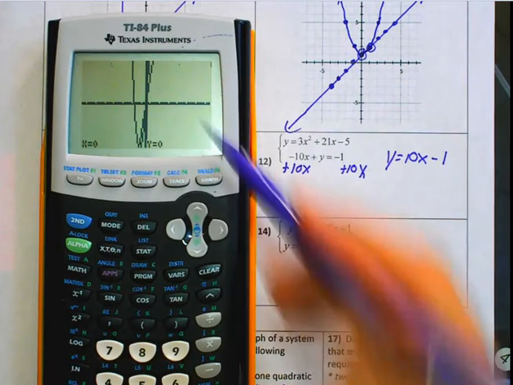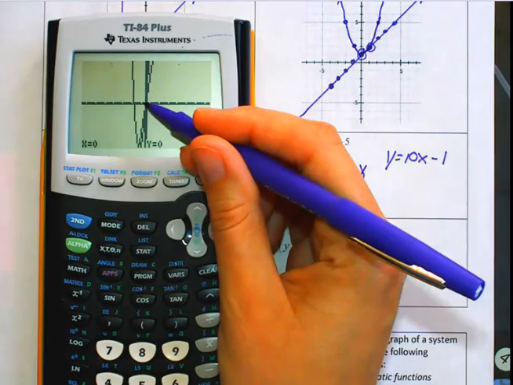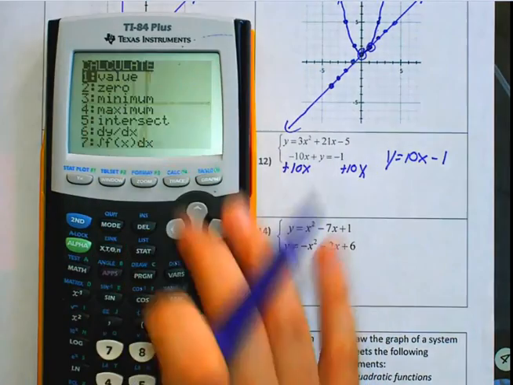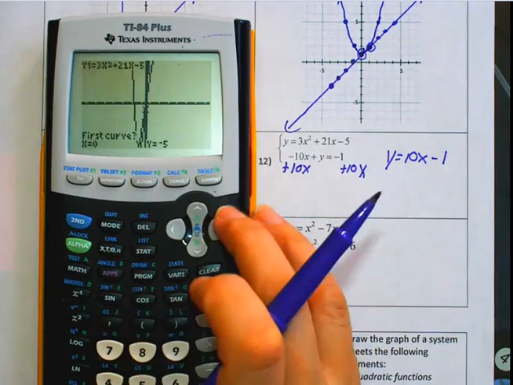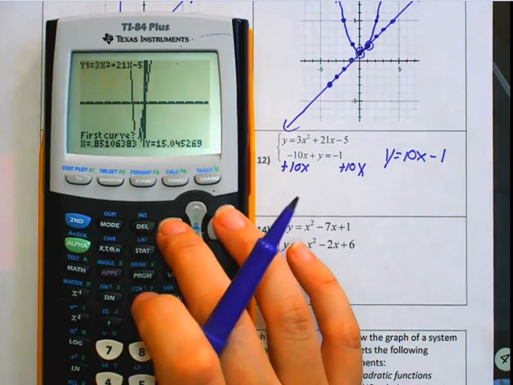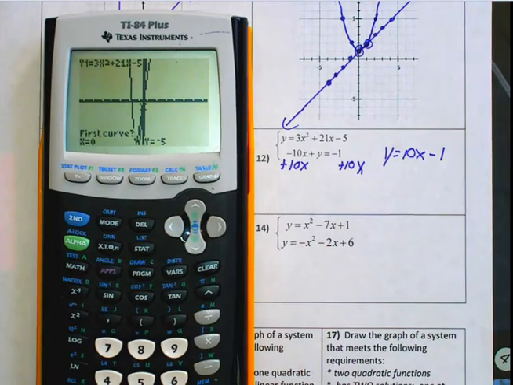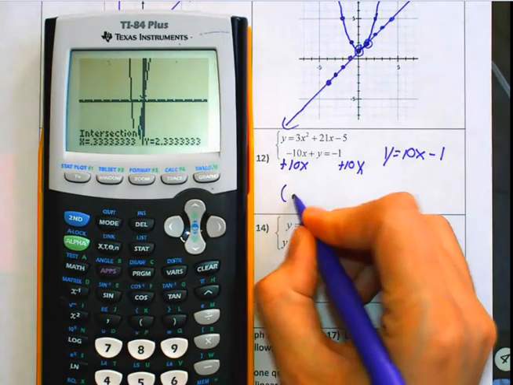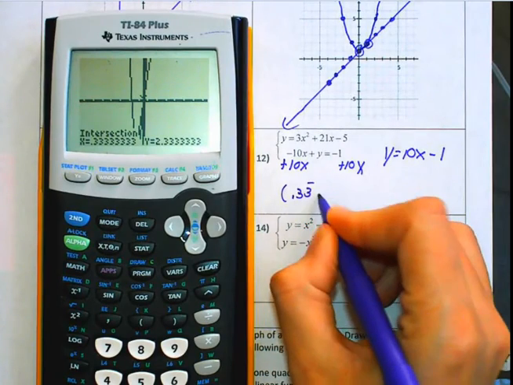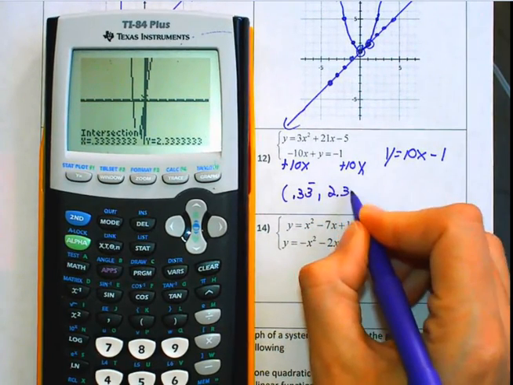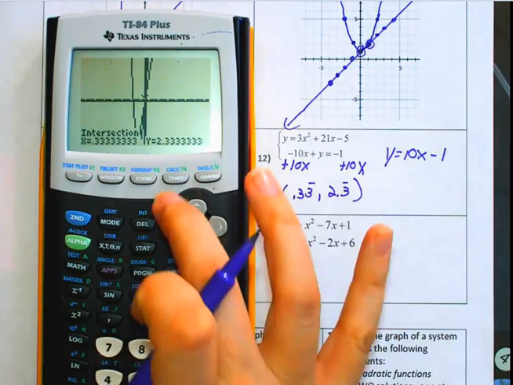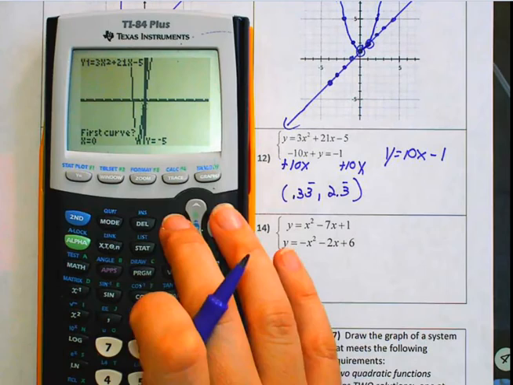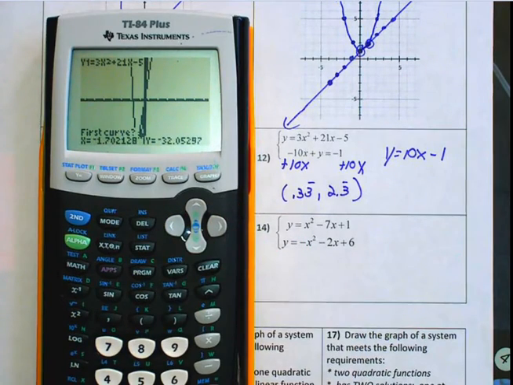Okay. So I see there's an intersection down here, and I have an intersection up here. So we're going to second trace, intersection. I'm going to move up here because I have one intersection that's about right there. Enter 3 times. So that's 0.33 repeating, comma, 2.3 repeating. And then I'm going to do my other intersection. This time I'm going to move down. And press enter 3 times.